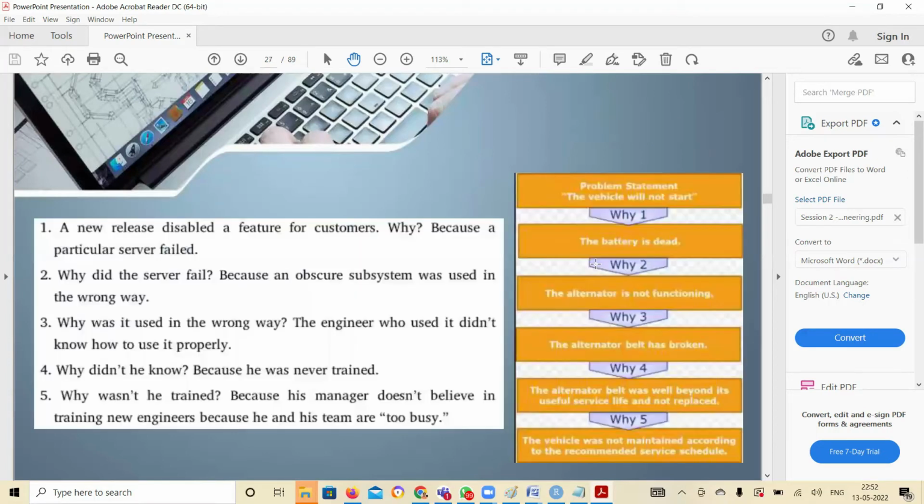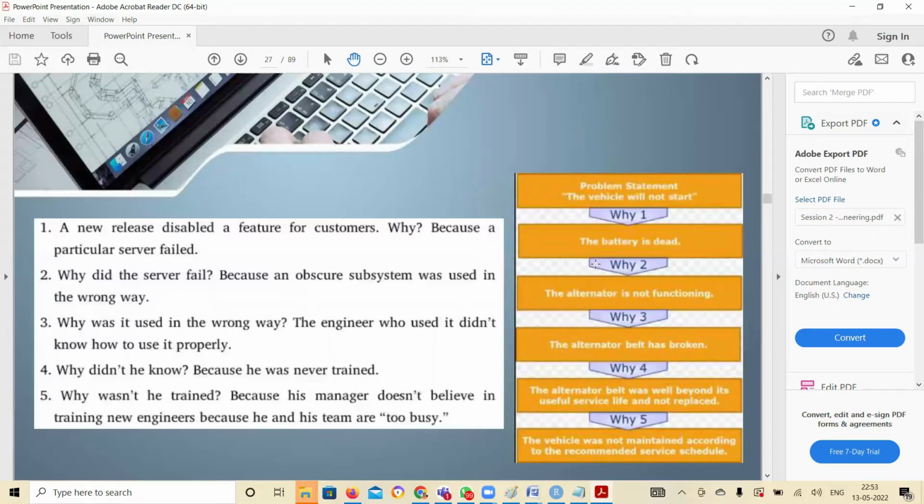So here is an example. We'll talk about the problem on the right-hand side, and then we'll come back to the left-hand side. The right-hand side says problem statement: the vehicle will not start. Your car is not starting. Why is the car not starting? Battery is dead. Oh, battery is dead. Let me get a new battery. You get a new battery, and again after a few days, the battery will be dead.